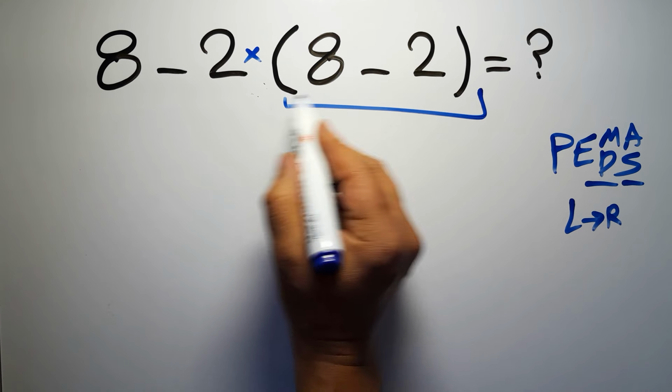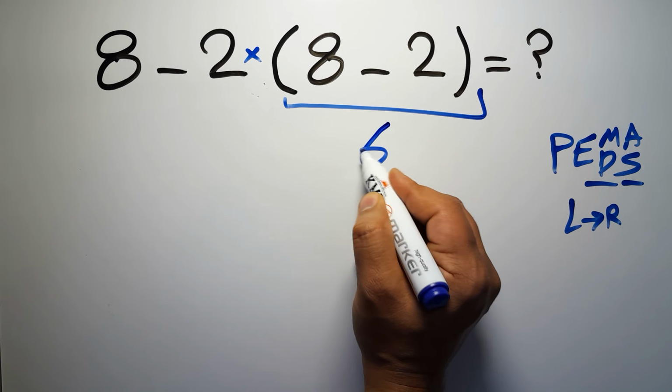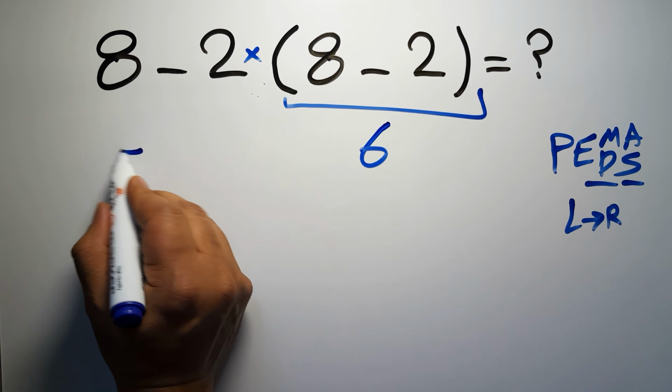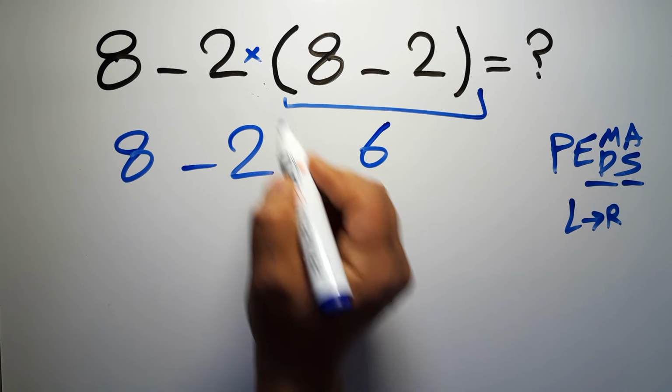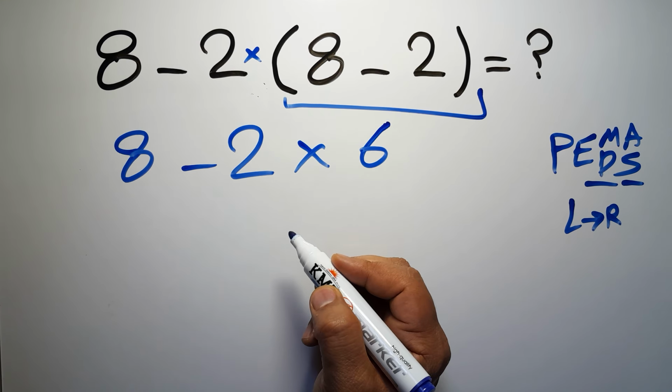So first we have to do this parenthesis. Inside this parenthesis we have 8 minus 2, which equals 6. So 8 minus 2, then times 6. Now we have one subtraction and one multiplication.